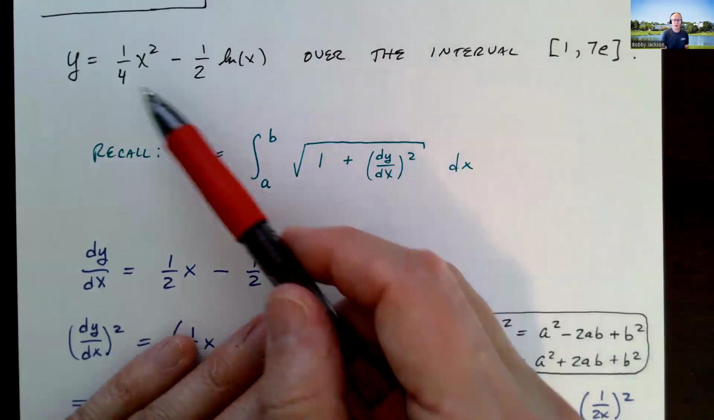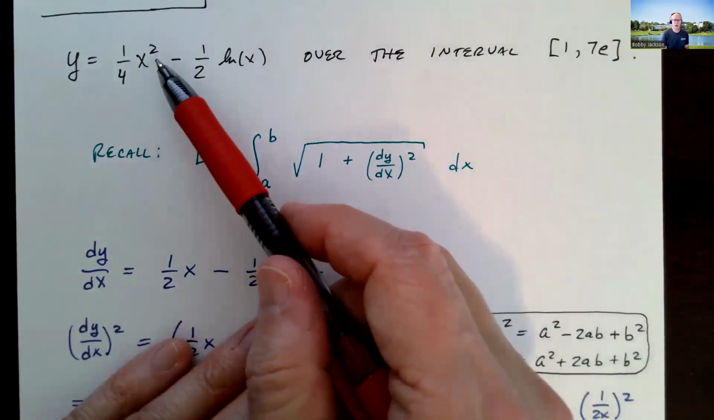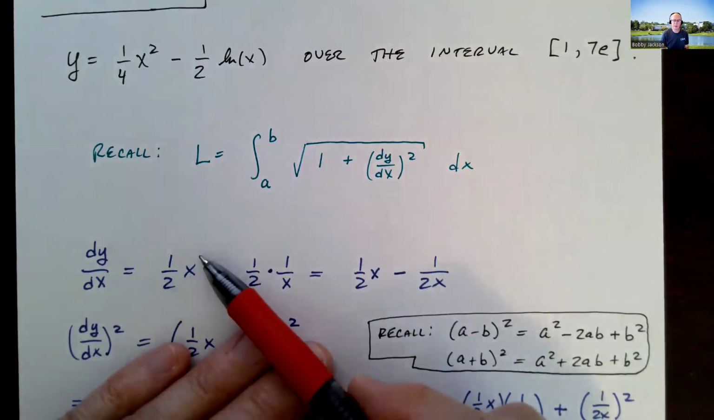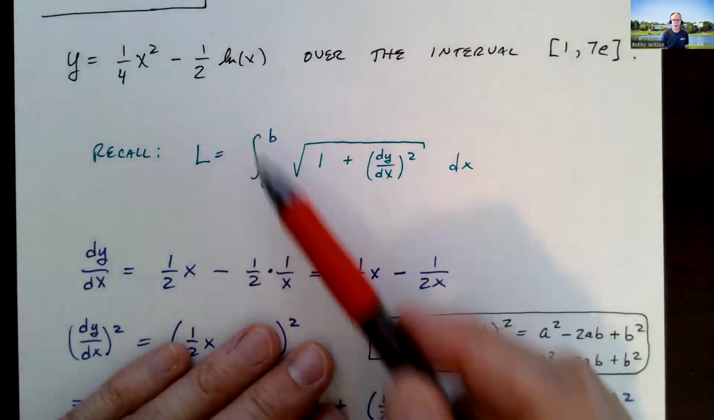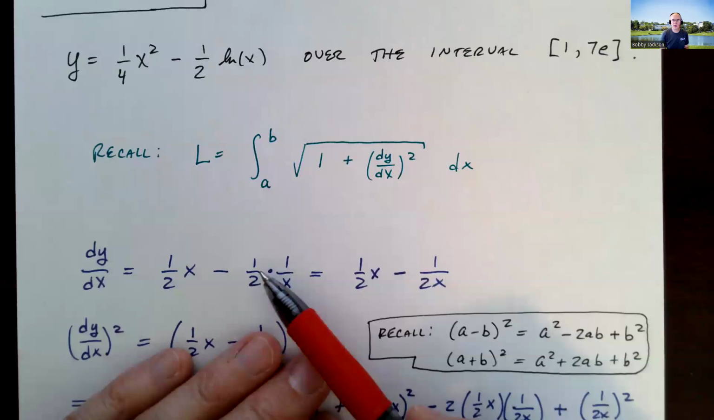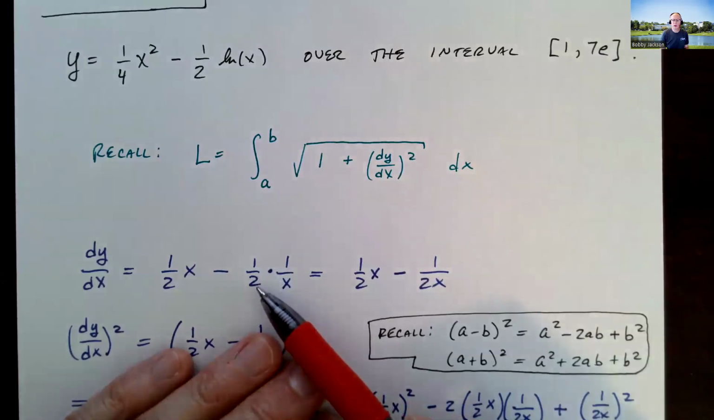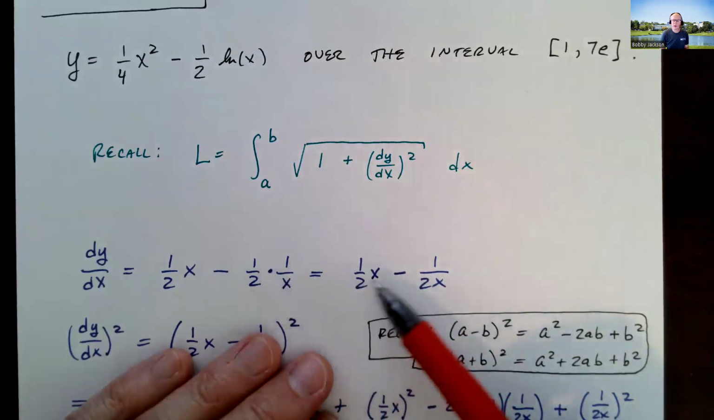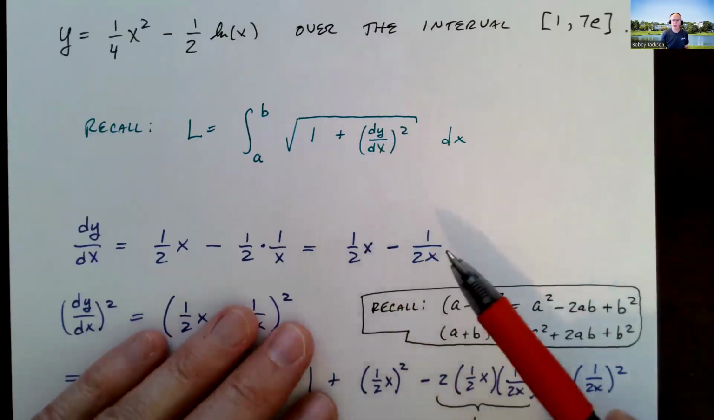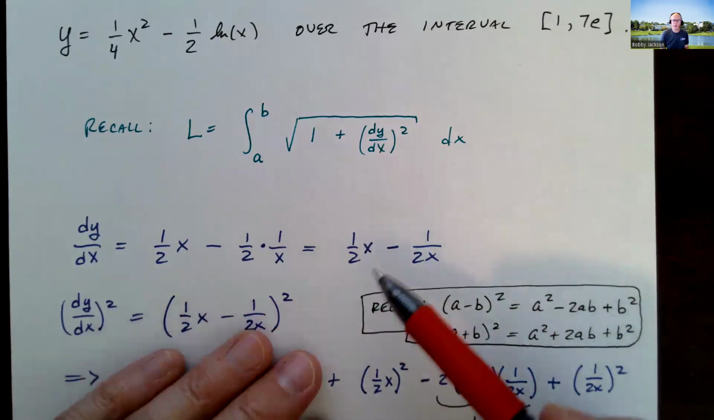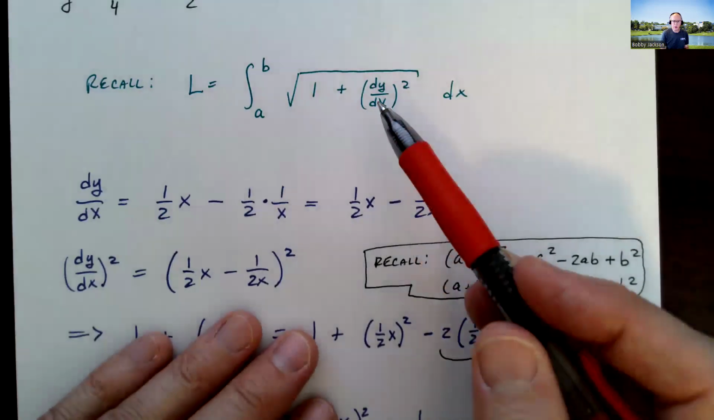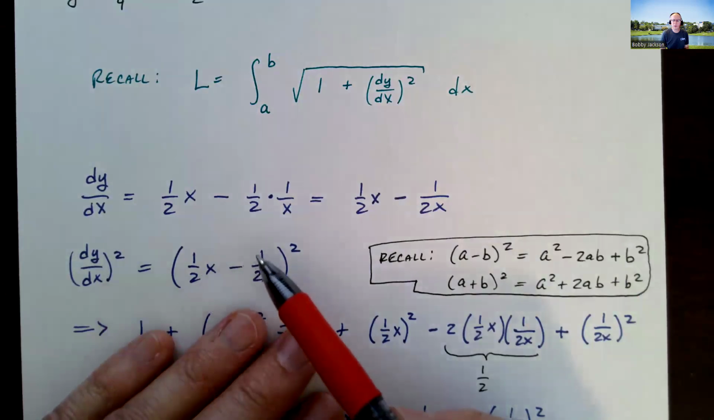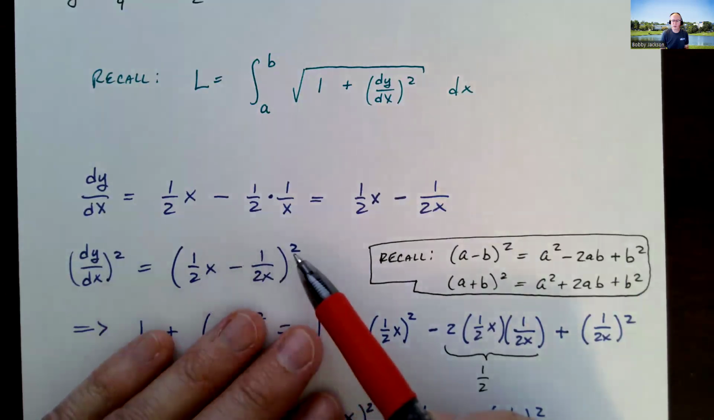If I take the derivative of 1/4 x squared, that's pretty easy. Bring the 2 down. I get 2/4 or 1/2 x to the first by the power rule. And the derivative of natural log of x is just 1 over x. So simplifying that, I get this. Now, I do want to square that. So I want to look at 1/2 x minus 1 over 2x quantity squared.